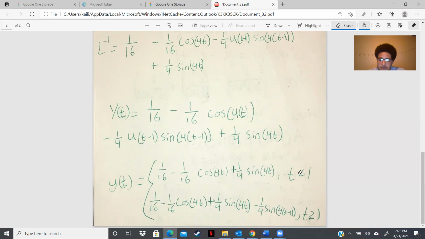So anything that is less than 1 is pretty much everything without the unit step. Anything greater than 1 is the same thing, but with the later half of the unit step equation. And right there, that's pretty much how you solve the differential equation using the Laplace method. Thank you. Appreciate your time.